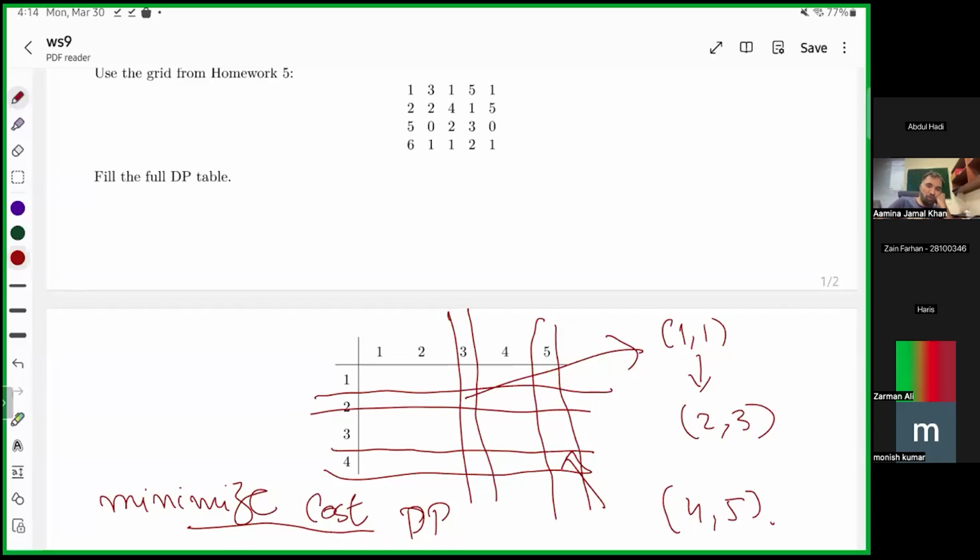1 1 is 1. Okay, so I'm incurring the cost of the cell जहाँ से मैं start कर रहा हूँ, वो भी मैं add कर रहा हूँ. So the cost of 1 1 is 1. It's not 0.